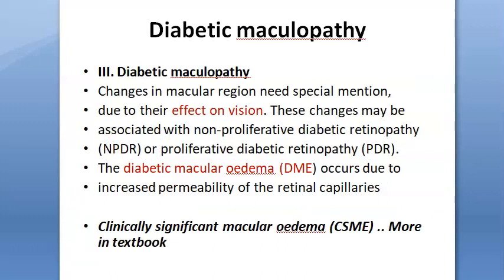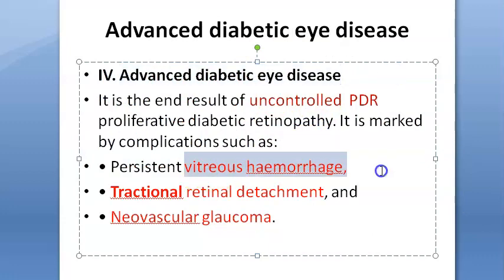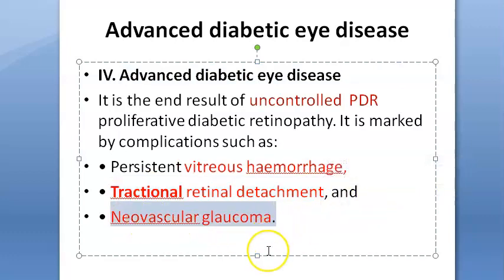Then diabetic maculopathy, diabetic macular edema, and the effect on vision it will have. Advanced diabetic eye disease: they're saying persistent vitreous hemorrhage, tractional retinal detachment. We already told you in retinal detachment types, you have tractional. Tractional will be because of diabetic eye disease. Neovascular glaucoma, because of all the new vessels, there is glaucoma. So these are the three written under advanced diabetic eye disease.